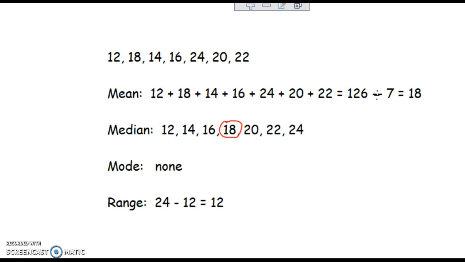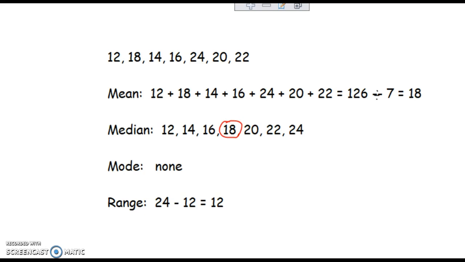Our third term we'll look for is the mode. The mode is a number that occurs most often. Examining the values, we notice that none of the values repeat, therefore our mode is none. Little note, let's not write 0 for the mode because 0 is a number. Make sure to write none.